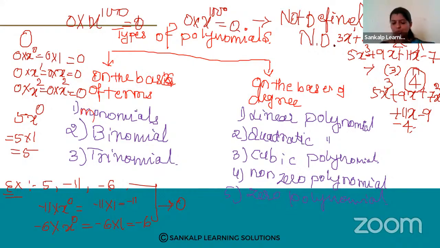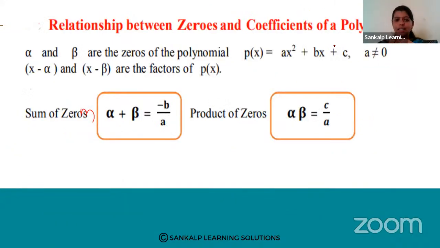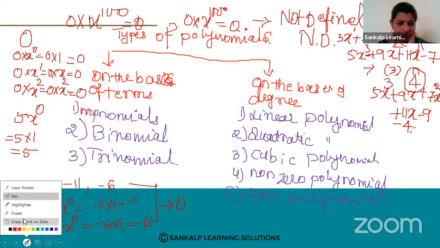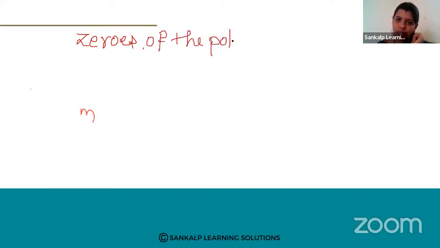Right? So next, it is also very important. Another concept is very important. That is zeros of the polynomial. What do you mean by zeros of the polynomial? This is also very, very important. You have an exercise. So, zeros of the polynomial. What do you mean by zeros of the polynomial? Yes, my dear children.